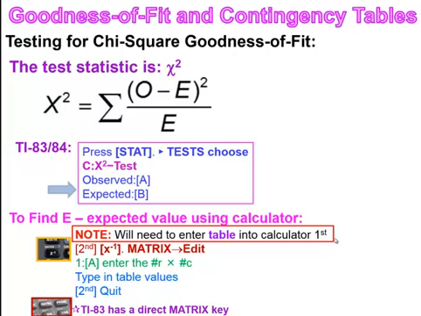Once you get to that function, you're going to arrow over to edit. And then we're going to choose the first matrix name, which is A. And then when you do that, you want to enter in the number of rows and the number of columns. And then you'll enter in the data. Once you have that data entered in, you can quit. And then notice in the function to find the test statistic for the observed, it has a matrix symbol A, and for the expected, it has a matrix symbol B. So when you go to this function, it will calculate the expected value for us.